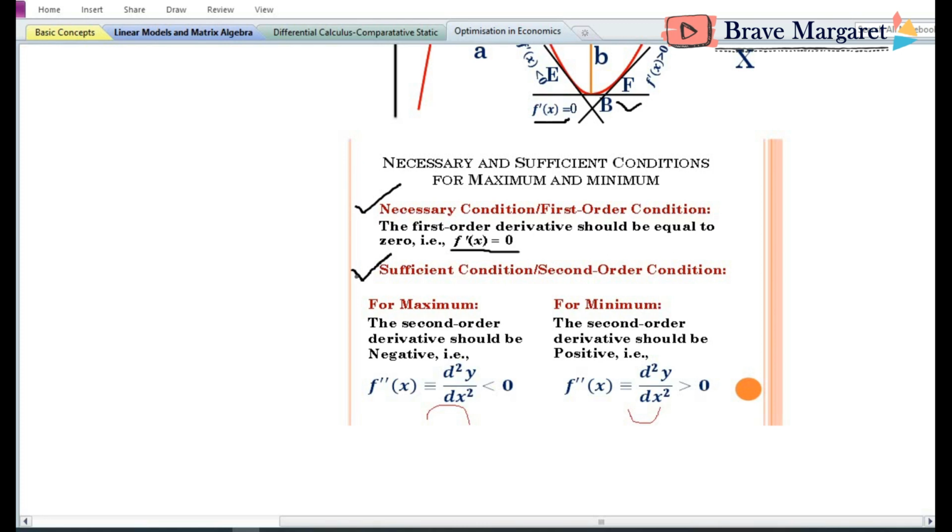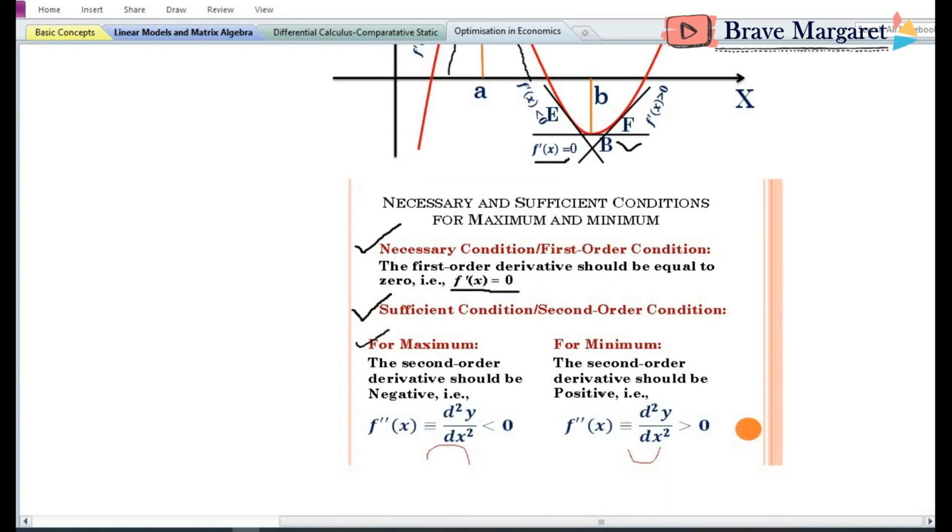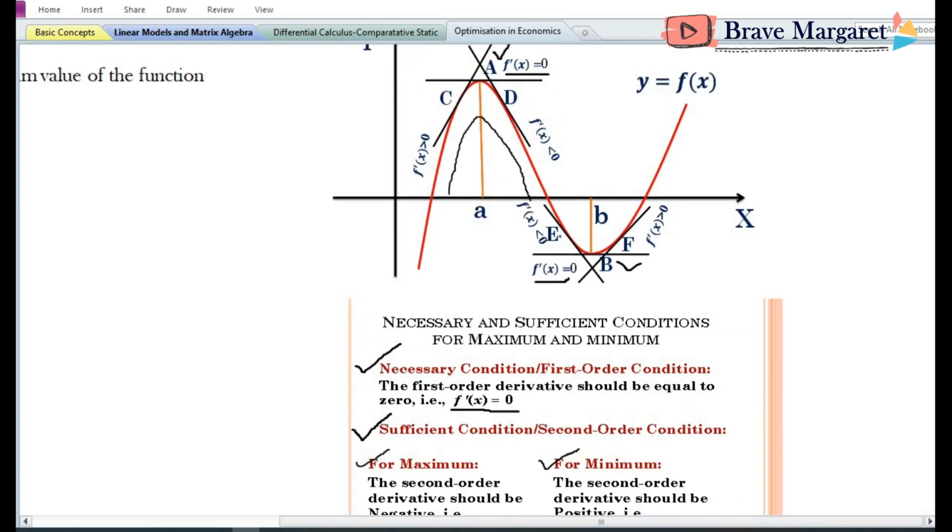The second condition is also known as the sufficient condition or second order condition. For the existence of a maximum value, the second order derivative should be negative. That is, f double prime x or d square y by dx square is less than 0. Now this ensures that the graph of the function is concave downward. For the existence of a minimum value, the second order derivative should be positive. That is, f double prime x or d square y by dx square is greater than 0. Now this ensures that the graph of the function is concave upward.